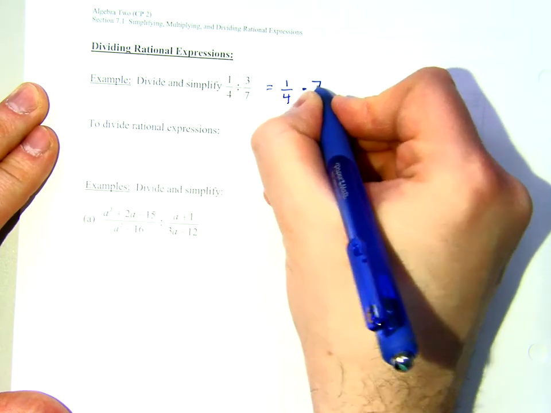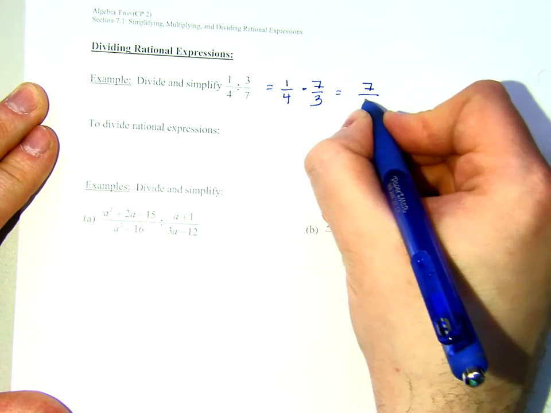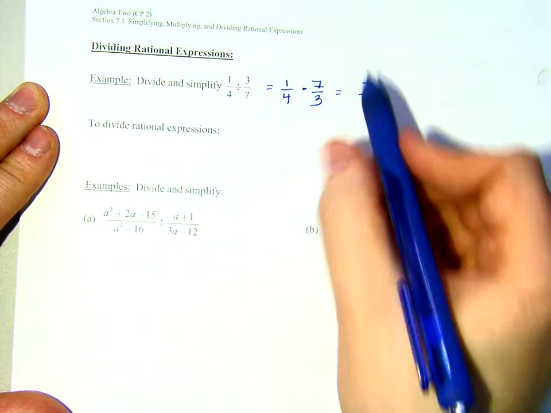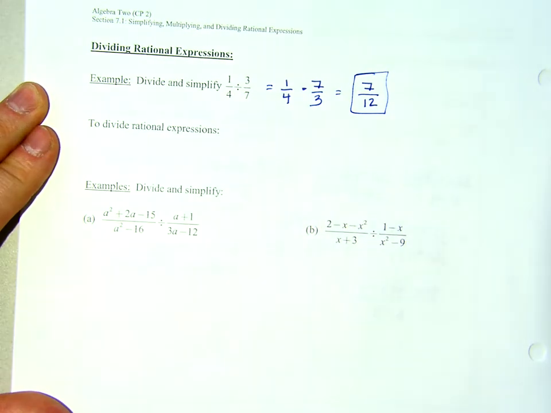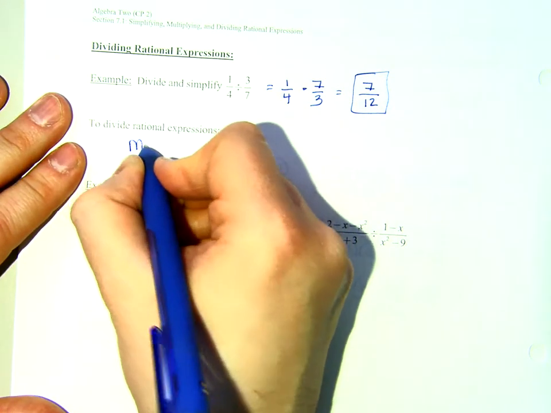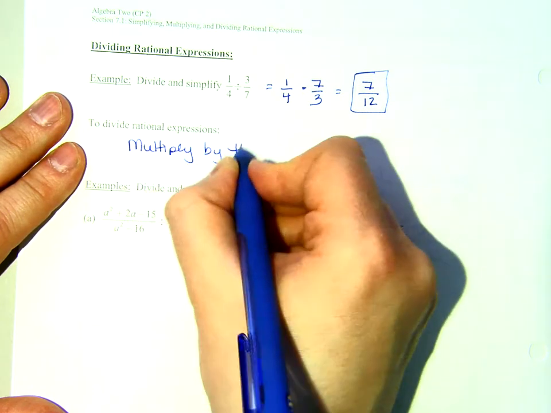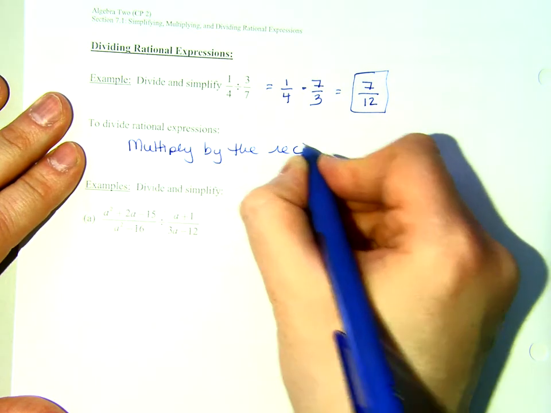So 1/4 times 7/3. You're going to get 7 over 12. And I don't think I can do anything here, but if I could, I'd then simplify this. Same deal is going to work with our rational expressions with the x's all over the place. To divide rational expressions, we are just going to multiply by the reciprocal of the second fraction.